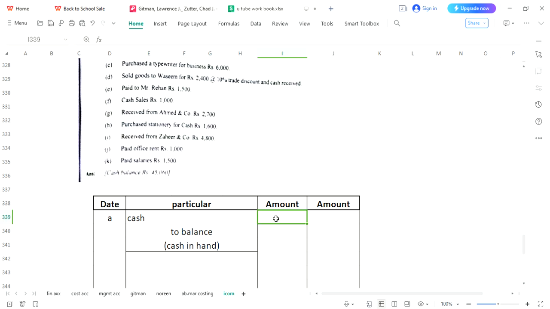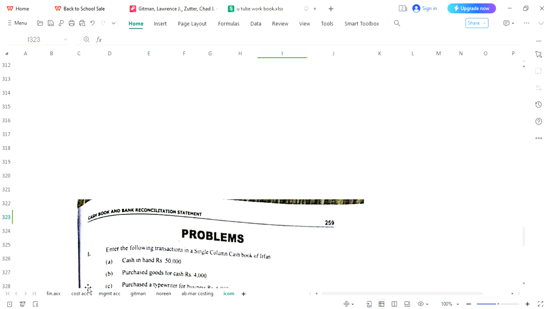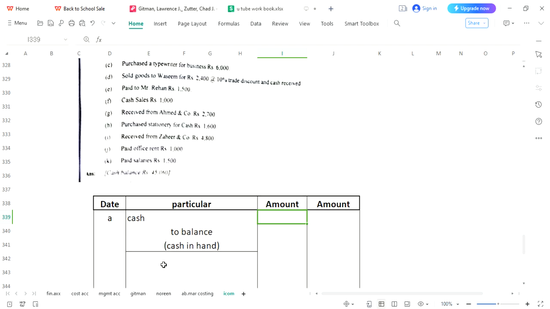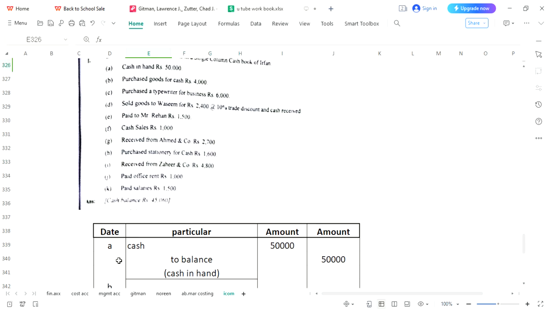So how would we put the amount? As you can see, in entry A, cash in hand is 50,000. So you don't have to calculate any amount. Just write down 50,000 on the debit side, and the same amount would be written on the credit side. So guys, the first entry has been completed. In a similar way, now we will see what the second entry is saying to us. Let's read it out. Purchase goods for cash.